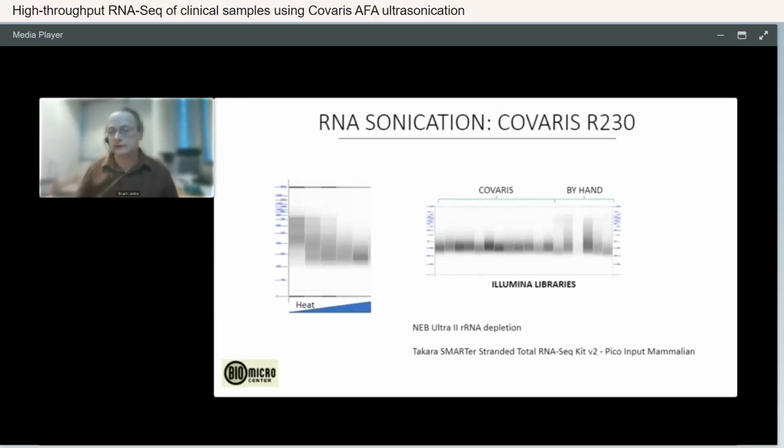We then can take this and process it for two different methods. We were looking at one is the Ultra-2 NEB ribosomal depletion method, as well as Takara's SMARTer Stranded Total RNA-Seq Kit v2, Pico Input Mammalian. We've always abbreviated this in our lab as ZAP-R, which is the key enzyme in that.